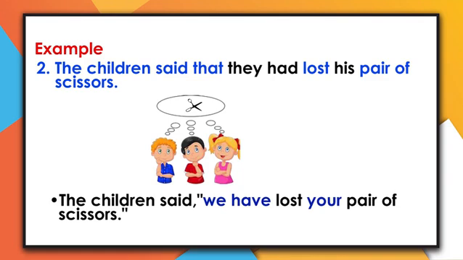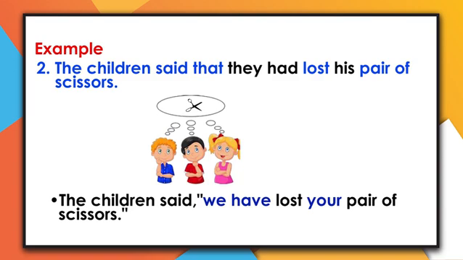Then we put the open quotation marks. We have lost your pair of scissors. The children said, comma, put open quotation marks. We have lost your pair of scissors. Thereafter, we can put a full stop.